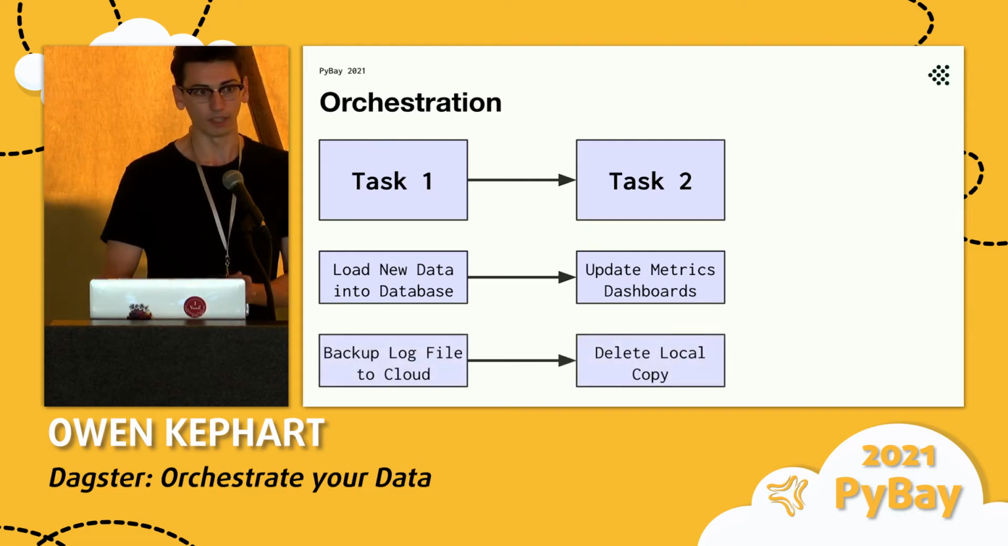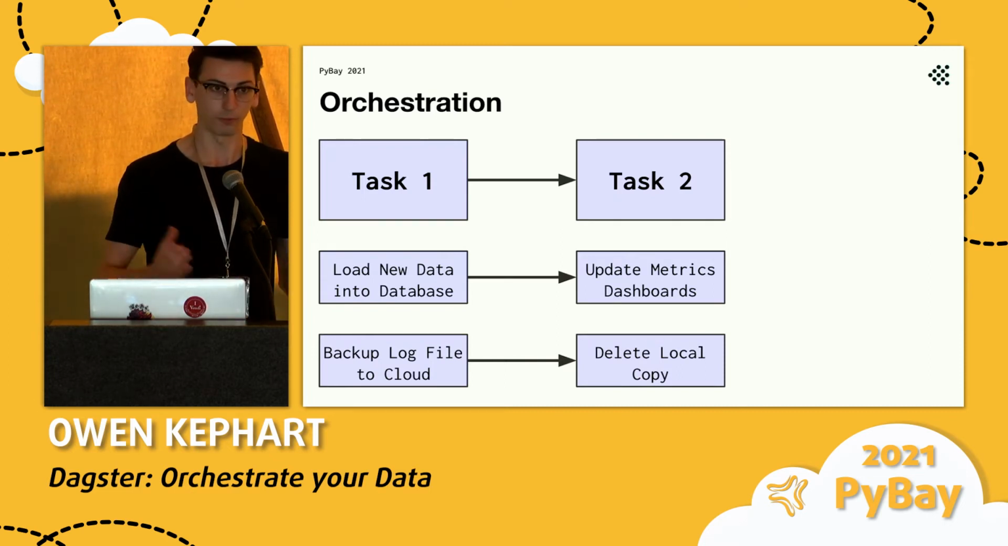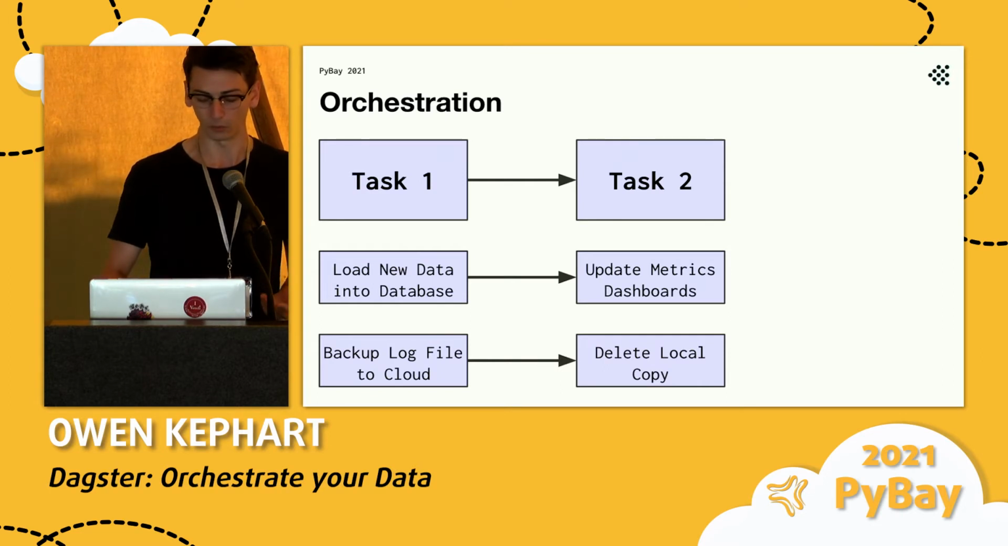Another example might be having some log file on a disk. We back that up to the cloud. And only once that's done do we want to delete the local copy. If the first task fails, we really don't want to execute the second one.